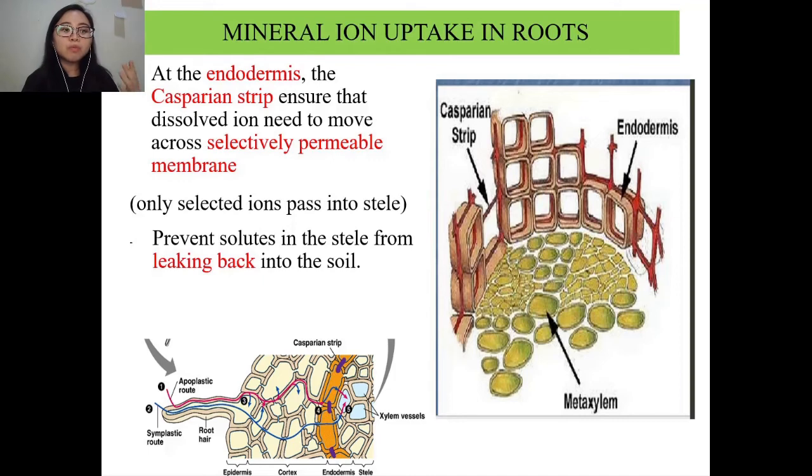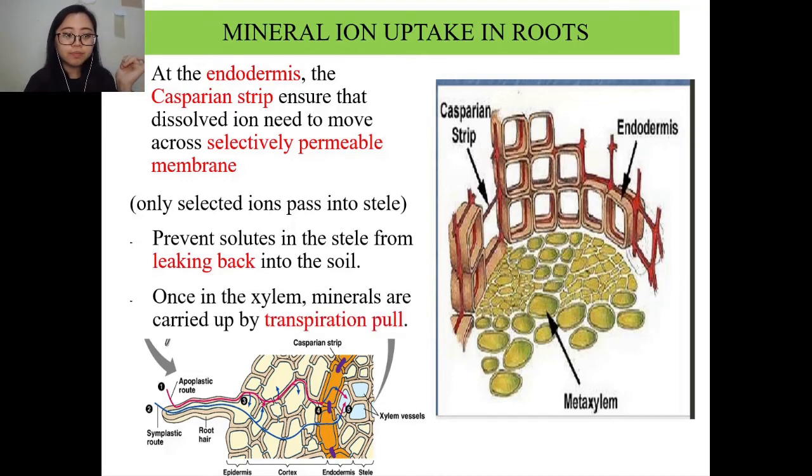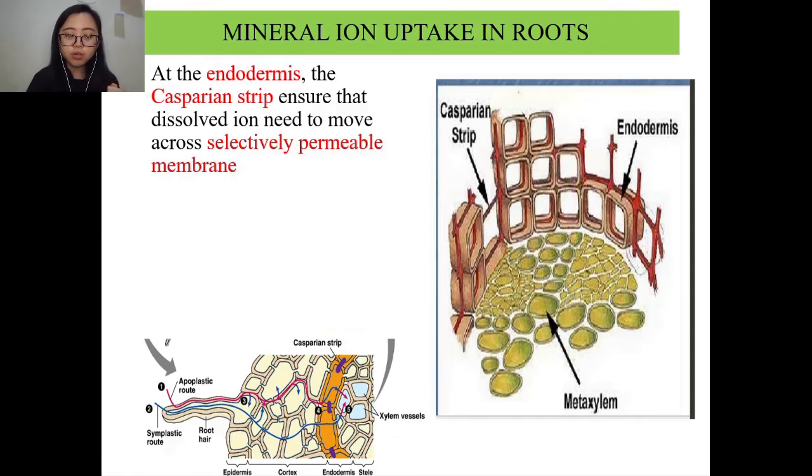And this will also prevent solutes from the stele from leaking back into the soil. The Casparian strip, the endodermis, makes sure that the ions that are already in the xylem are not going to bocor and go back into the soil. Once it is in the xylem, the minerals are then carried up by transpiration pull. So if I am to show it in this diagram, kamu tengok diagram ni, begitu dia naik.